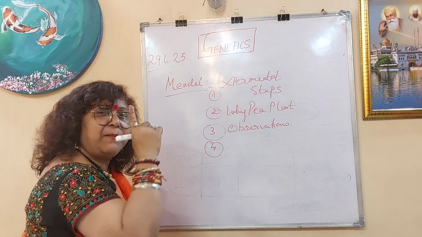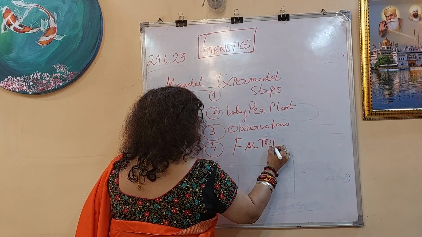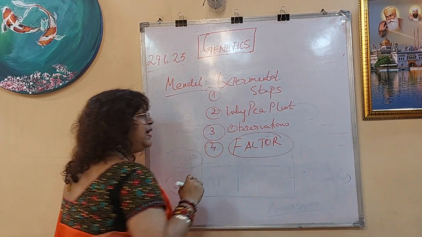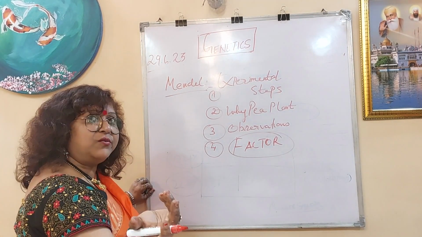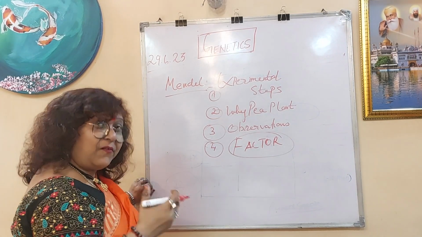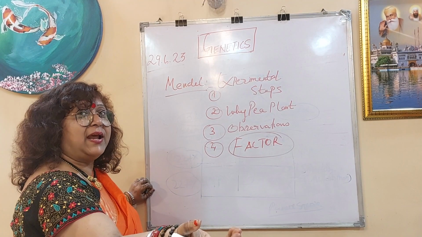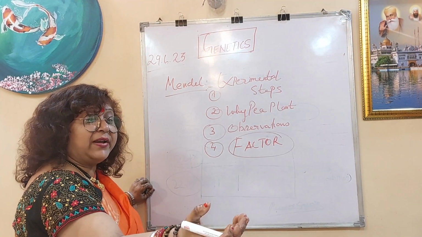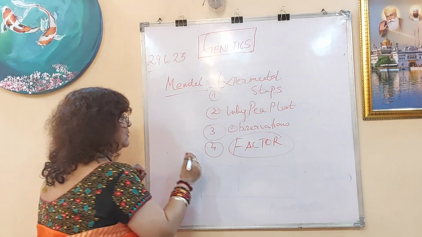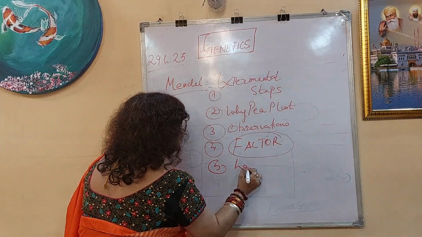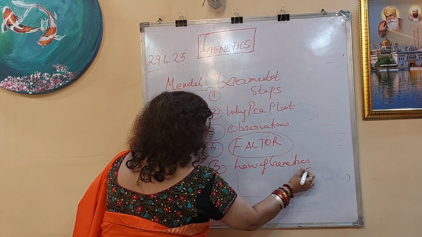Fourth thing, he gave one very important word, and that word was factor. He never knew that these are the genes. Later on, this factor was converted into gene. He observed that there is a factor which is controlling that particular trait in that organism. He could not call it genes, but he just used the word factor, and then he gave the laws of genetics.